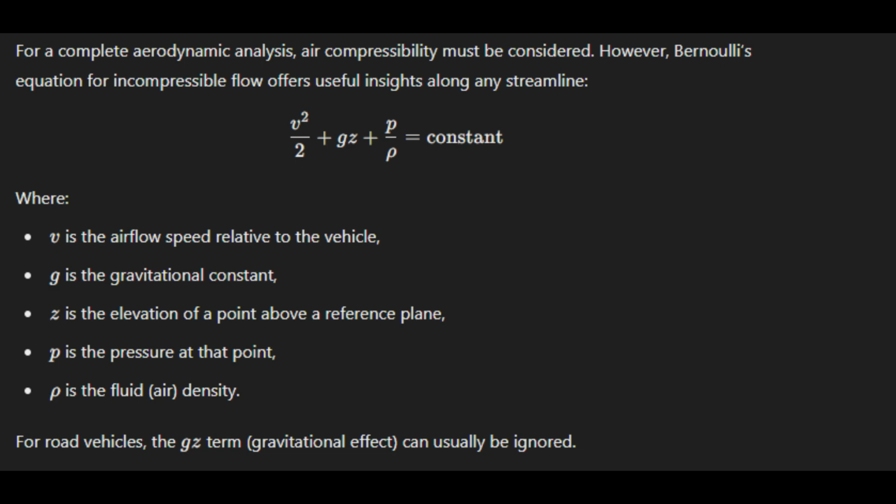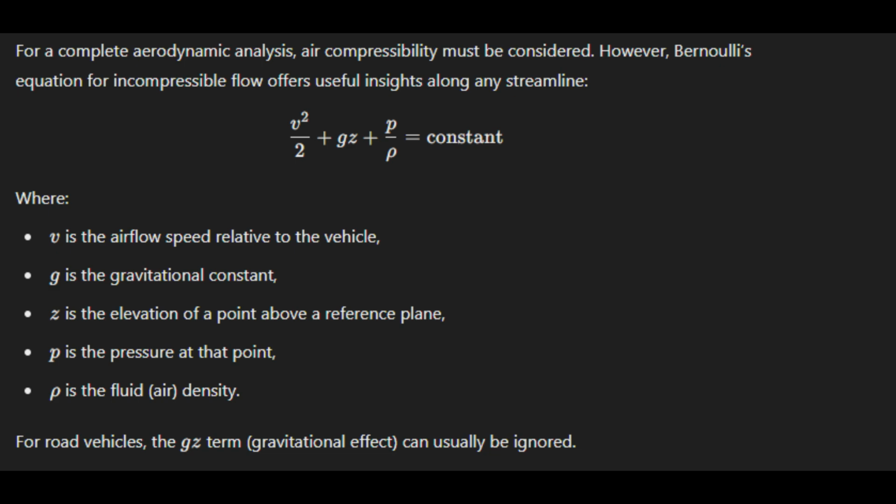V squared over 2 plus g times z plus p over rho equals constant, where v is the airflow speed relative to the vehicle, g is the gravitational constant, z is the elevation of a point above a reference plane, p is the pressure at that point, rho is the fluid, air, density. For road vehicles, the gz term, gravitational effect, can usually be ignored.